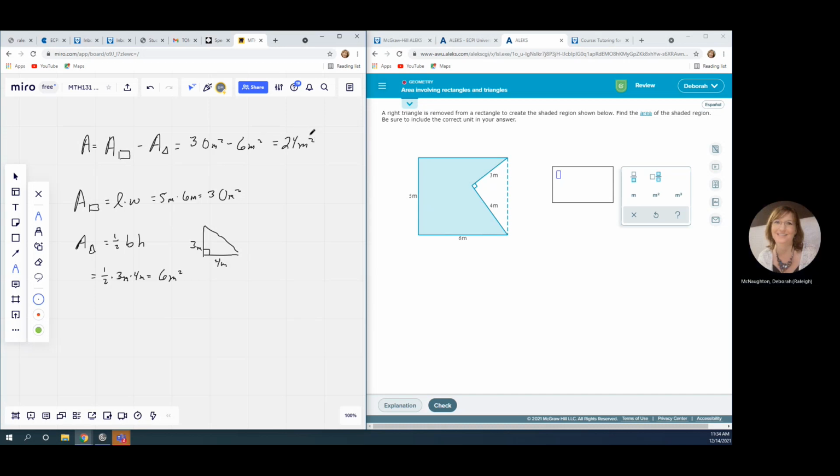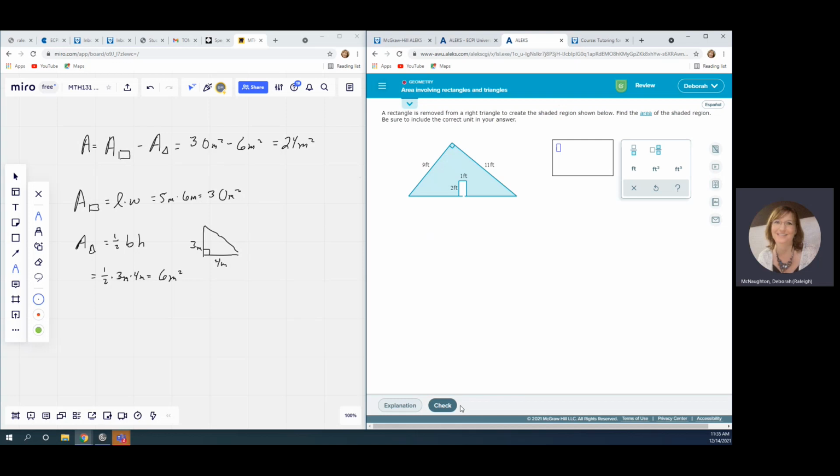24. And you can leave out the units, you guys. I just like to put them in because this is how you're technically supposed to do it. But you can leave out the units until you're all done. So you just calculate this is 5 times 6 or 30. This one is 1/2 base times height or 6. And then subtract them and you get 24. And area is always units squared. So this is 24 meters squared.